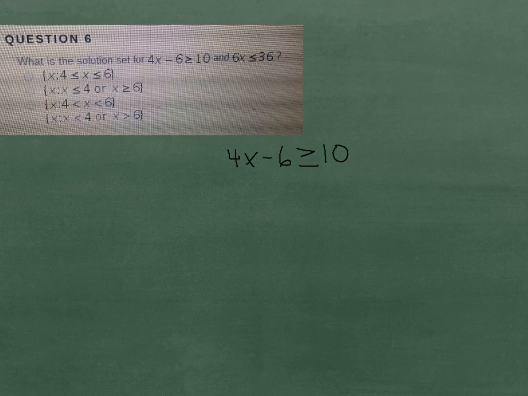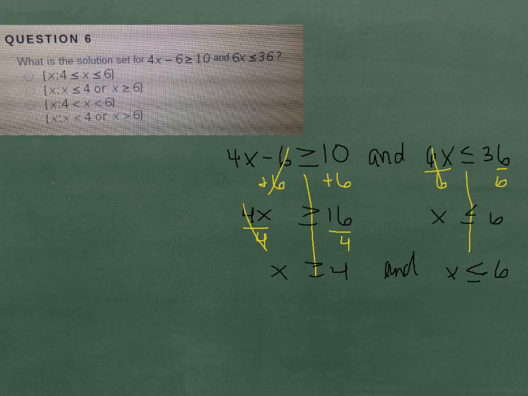So I have to somehow put this together, but I'll worry about that at the end. So I'm just going to solve this the way I have been doing it. So here are my two answers. X is greater than or equal to 4 and X is less than or equal to 6. So that would mean that the 4 goes on the left because it's smaller, and then you put your inequality symbols, and then the 6. Okay, so this is your answer.